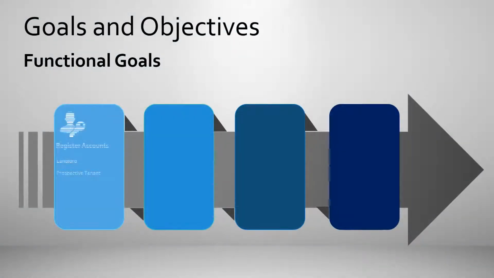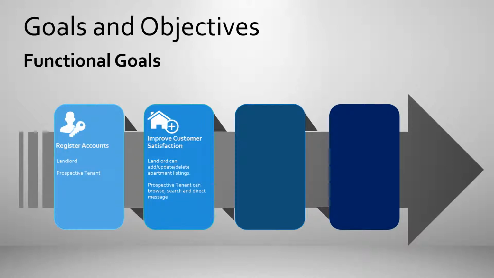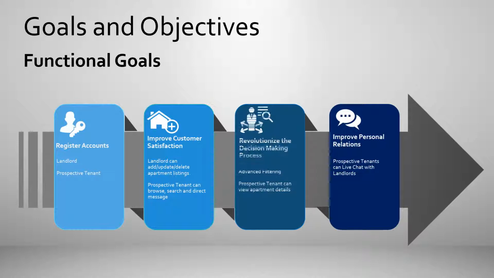For the functional goals, a user can register an account with QuickRental as a landlord or prospective tenant. Landlord accounts will be able to add and edit apartment listings, while other users can browse the listings, make comments, and direct message the landlord while improving personal relations. Users will then be able to perform an advanced search to find their ideal apartment.